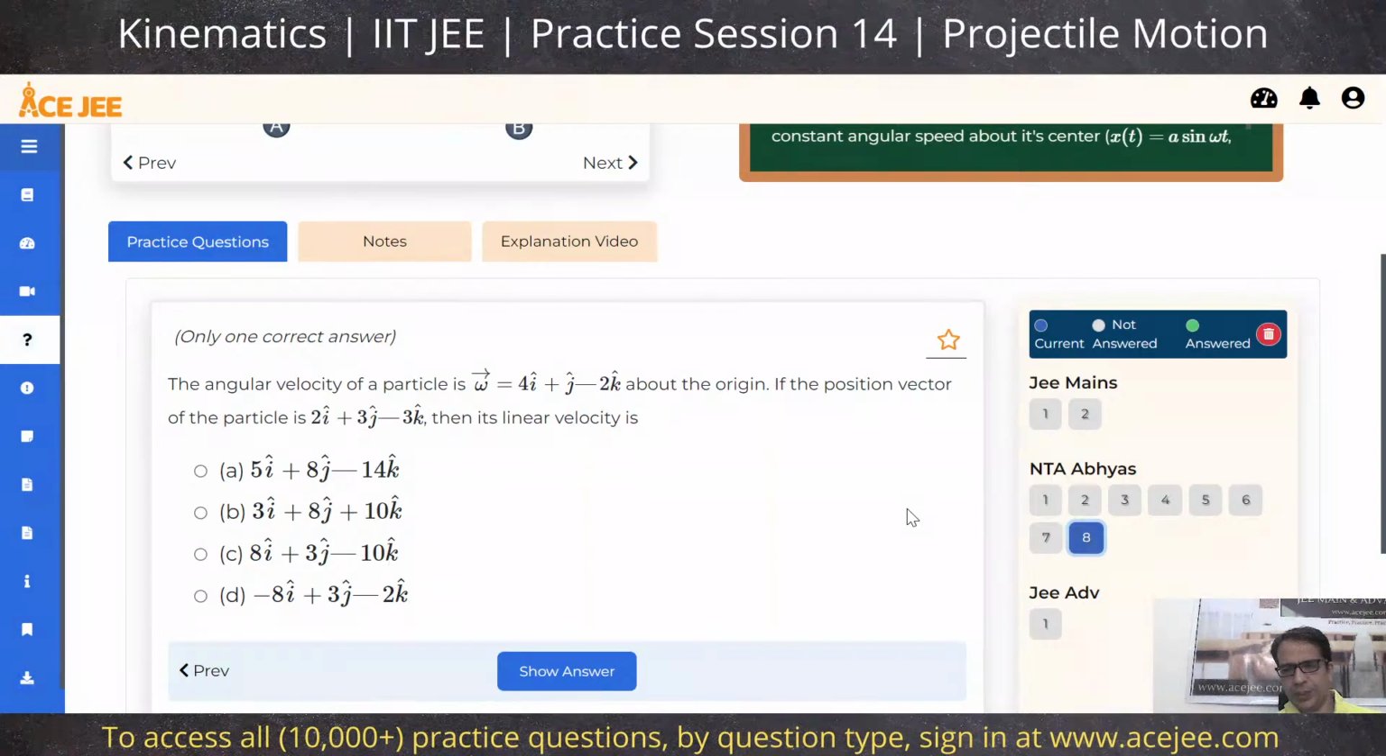I'll read through the question and then I'll let you guys think through it. It says the angular velocity of a particle is given by the vector 4i plus j minus 2k about the origin. If the position vector of the particle is 2i plus 3j minus 3k, then what is its linear velocity?